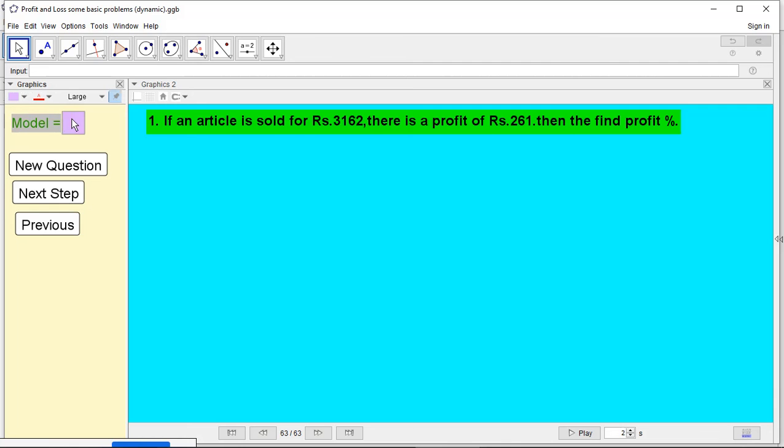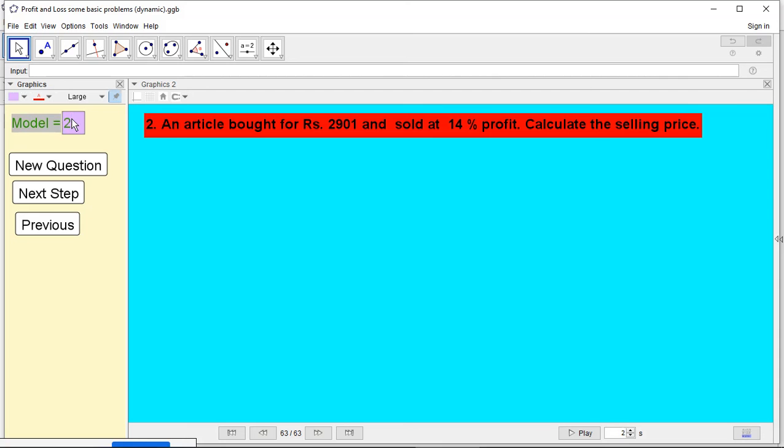Model number two. Be ready with a calculator or rough copy, okay? Model number two, dear students. Now, read the questions, find the solution. An article bought for Rs. 2901 and sold at 14% profit. Calculate the selling price. Let me know the answer, dear students.